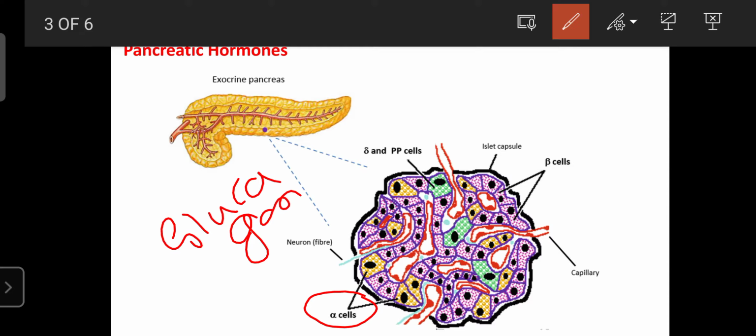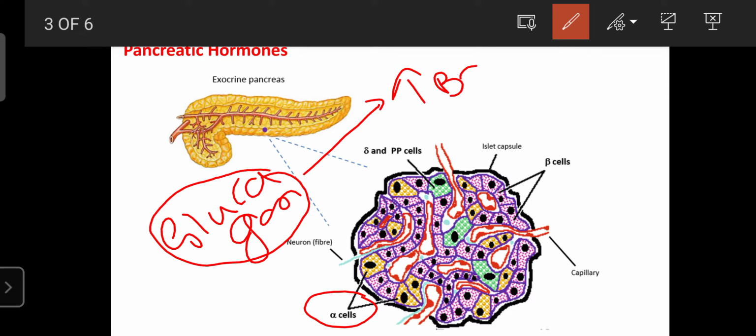So those alpha cells secrete glucagon, and this glucagon is responsible for increasing the blood sugar level. It means that when the blood sugar level decreases, that decreased blood sugar level, or hypoglycemic condition, is detected when the blood visits the alpha cells of the pancreatic gland, or the gland gets signals from the cerebral cortex. Then the alpha cells of the pancreatic gland are involved in the secretion of glucagon.